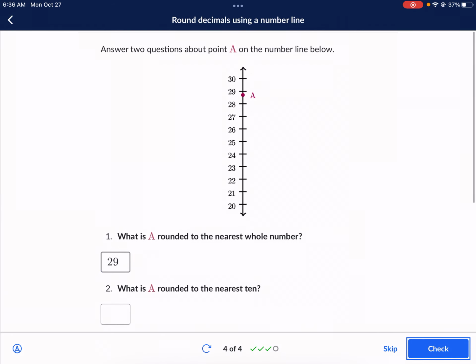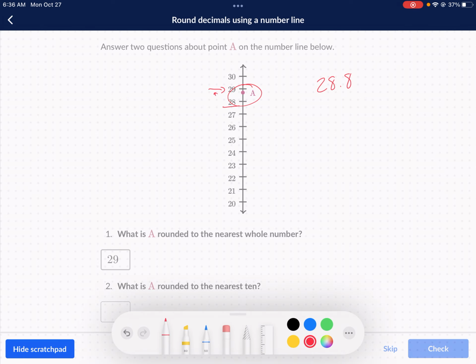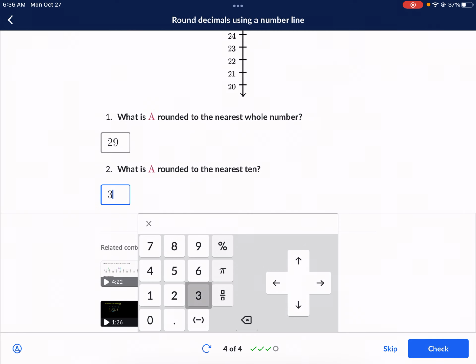Okay, and then what's it rounded to the nearest 10? Again, if you're like, what is he talking about? Where are the 10s? The 10s are going to be the ones ending in 0. So there's the 10, there's the 10. Which 10 is it closer to? Clearly the 30. Okay, it's a far distance all the way down to the 20. It's very close to the 30. So 30 is the nearest 10.